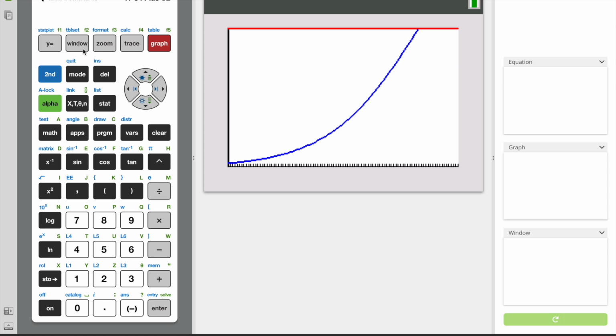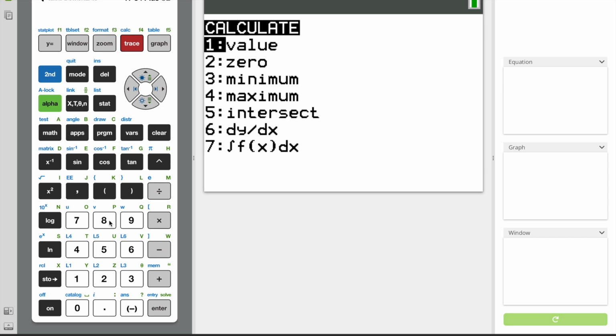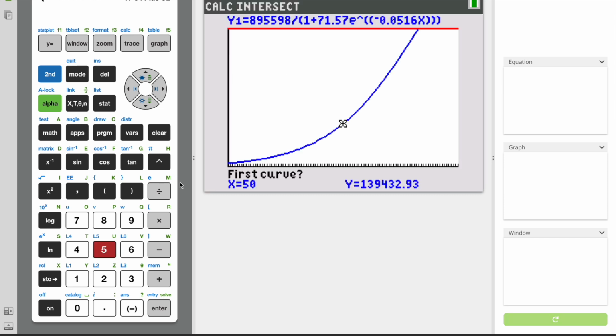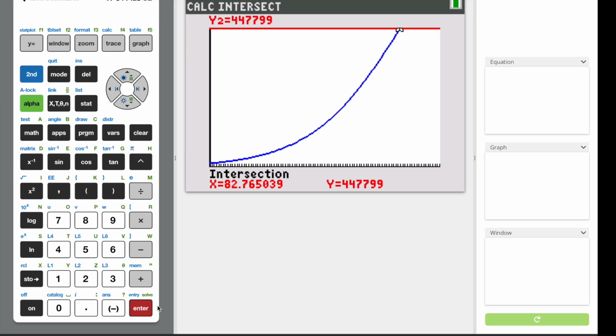Okay. And then I'm going to say second calc, and I want to know where those two graphs intersect. They say first curve, second curve. I know they only intersect in one spot on this graph, so I don't have to be super accurate with my prediction. So I'm just going to say right there. And they intersect when x equals 82.765. So that's going to be my t value, my time when the population is growing the fastest.